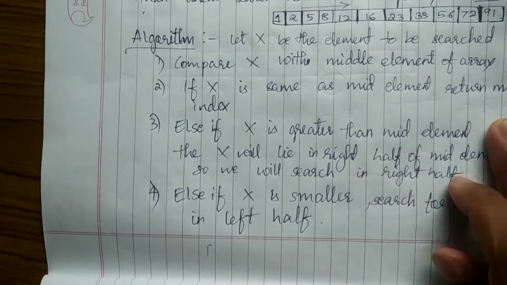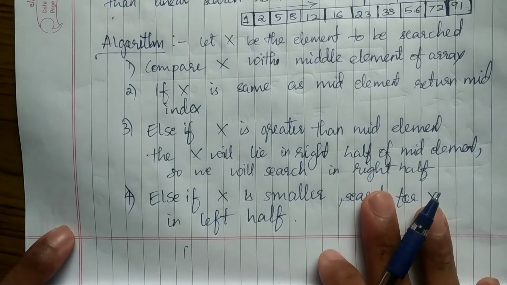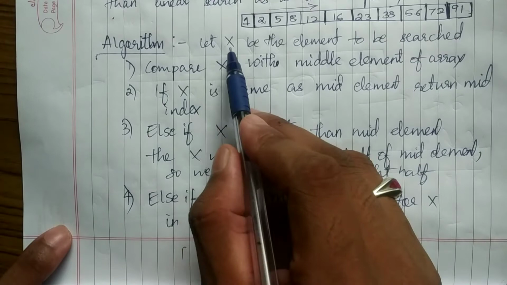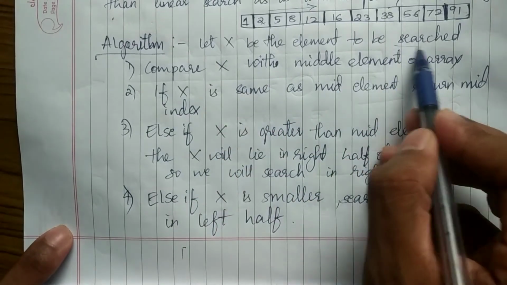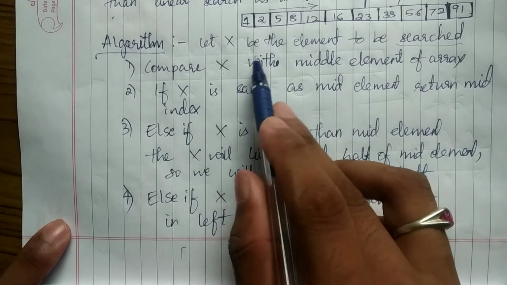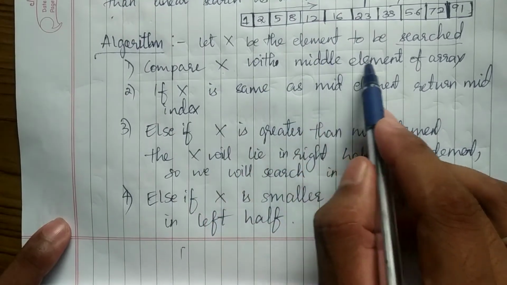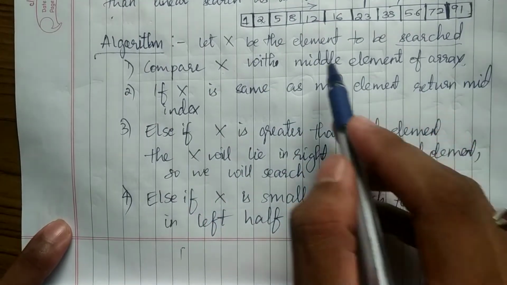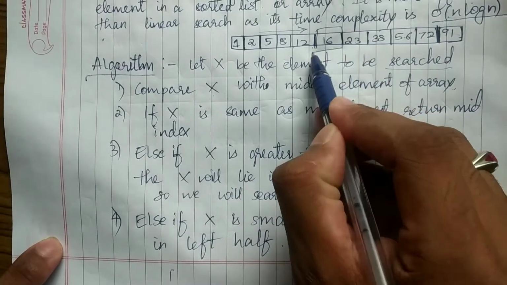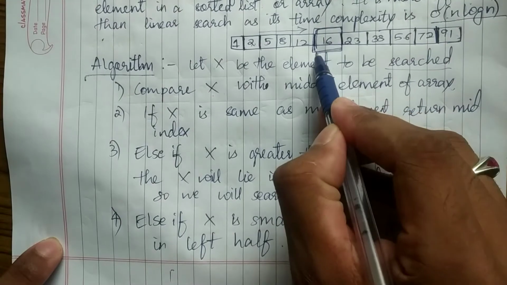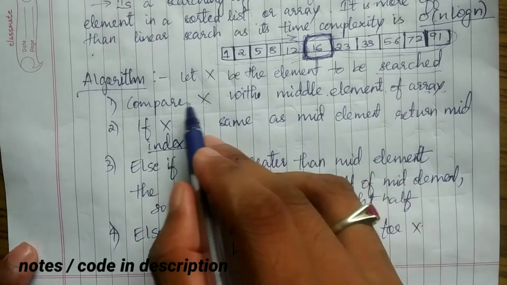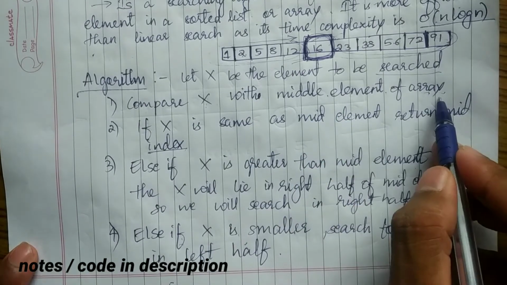So let's understand the algorithm for binary search. After that, we will take an example. Let x be the element to be searched. Now compare x with the middle element of the array. Here, which is the middle element? Here 16 is the middle element.